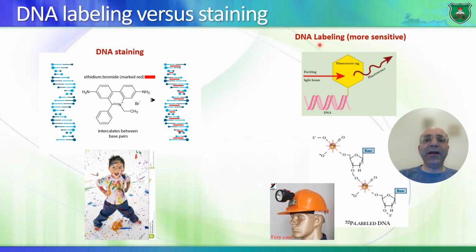Now, DNA labeling, on the other hand, is a bit more sensitive, by the way. Whereas in DNA staining, what gives a color is the molecule that is added to the DNA, and this molecule is separate from the DNA molecule. Here we have the DNA itself emitting a signal, a fluorescent signal, and the signal can also be radioactive. And this signal is quite sensitive, by the way.